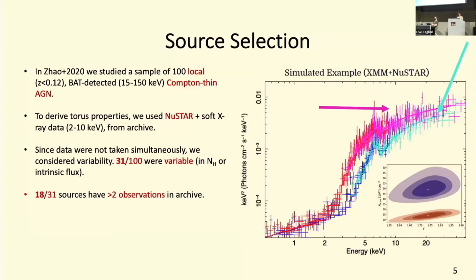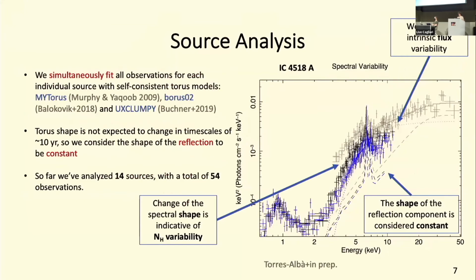And therefore, we thought this was an ideal sample to start studying and seeing how the line of sight NH can vary with time. So what we do for the source analysis, and this is related to what Claudio Ricci just asked Stefano, we are assuming when we simultaneously fit all the data that the shape of the reflection component does not change, because we are assuming that it comes from the whole of the torus.